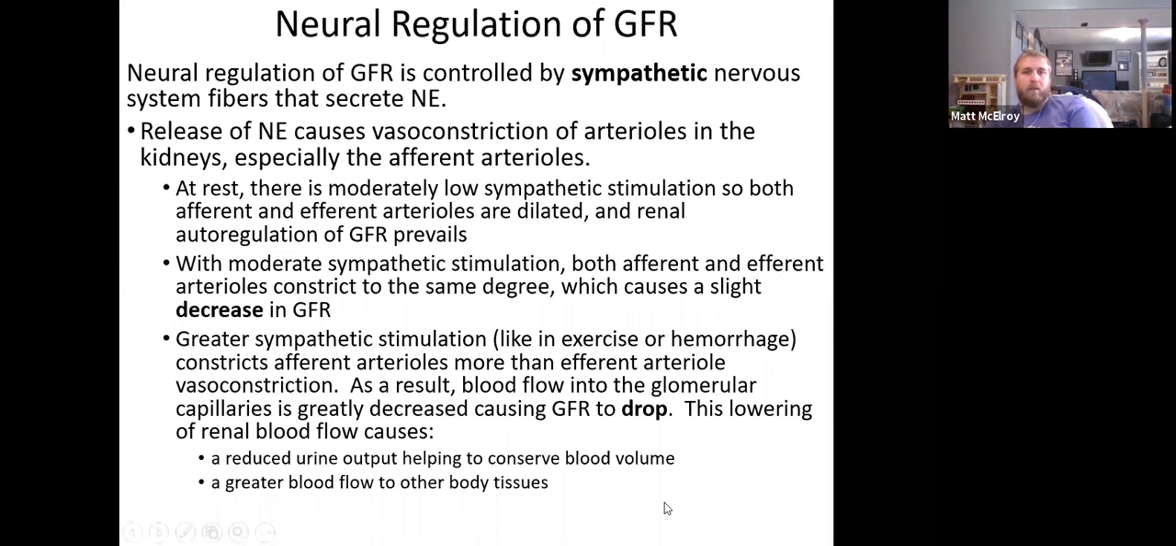Okay, so if we're not filtering out water from the blood, our blood volume will go up. Okay, and so blood volume's up. That's great, which means we're going to have a better ability to deliver the nutrients and the energy and that kind of stuff to those working muscles. Okay, so a reduced urine output helps to conserve blood volume. Greater blood flow then is able to go to our other body tissues, things like our skeletal muscle and our cardiac muscle that are working.